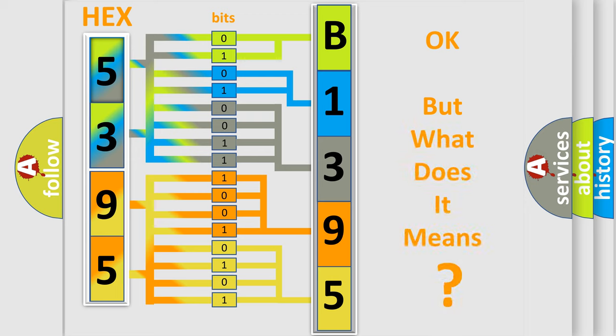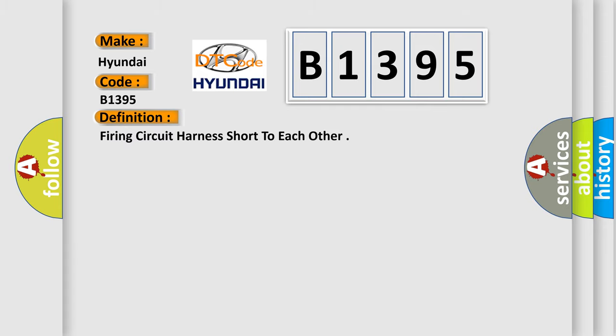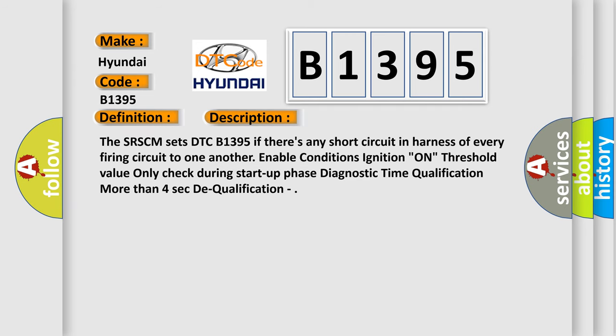The number itself does not make sense to us if we cannot assign information to what it actually expresses. So, what does the Diagnostic Trouble Code B1395 specifically mean for Hyundai vehicles? The basic definition is: firing circuit harness short to each other. And now, a short description of this DTC code.